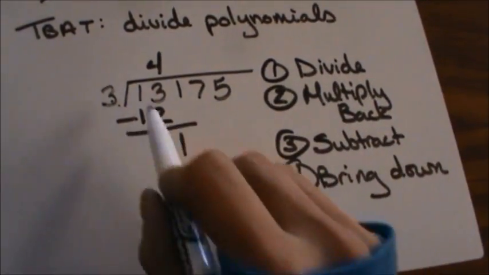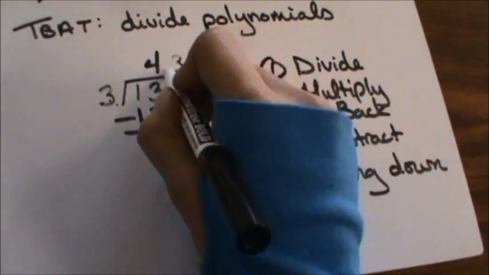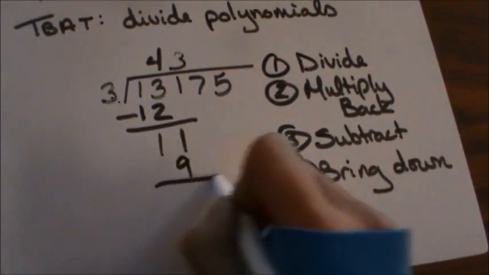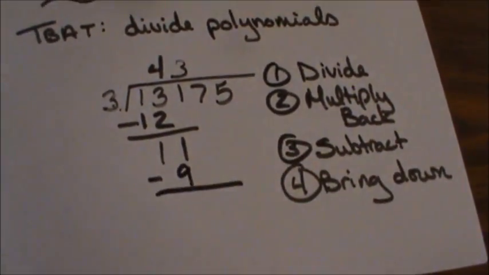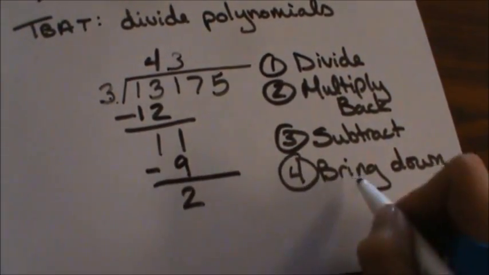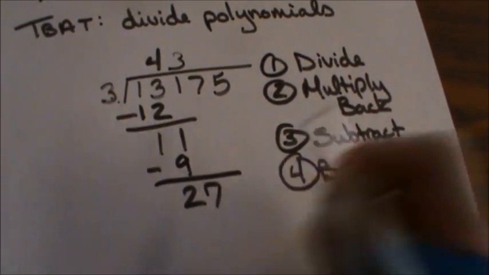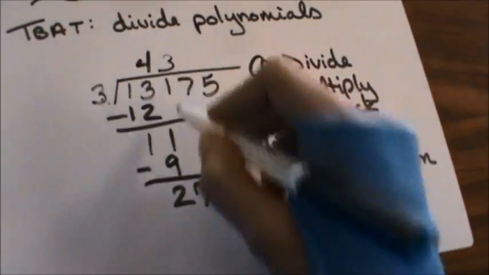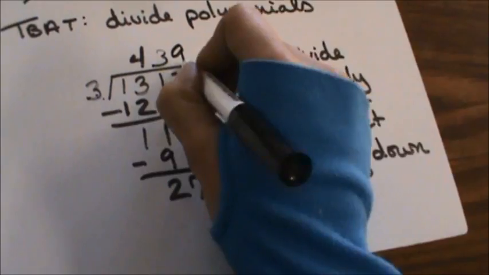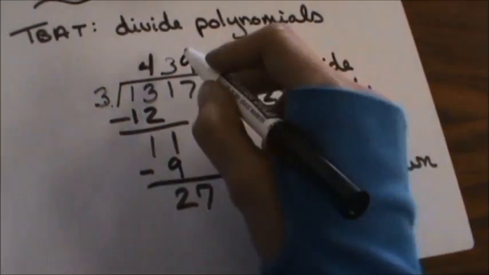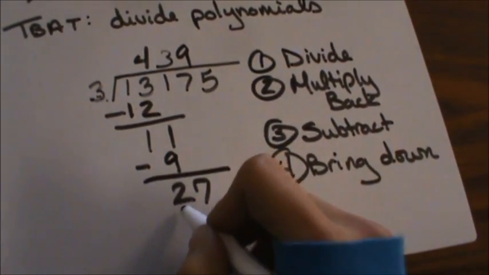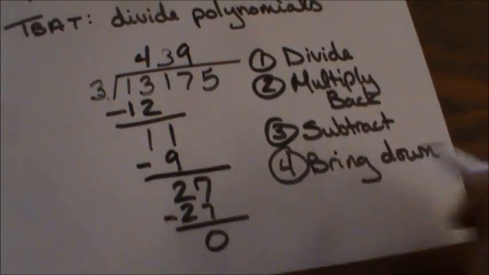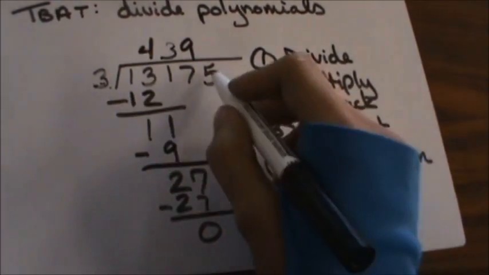I divide. 3 into 11 goes 3 times. Multiply back. 3 times 3 is 9. Subtract. And I get 2. Bring down the 7. Go through all the steps again. Divide. 3 into 27 goes nicely. 9 times. Multiply back. 3 times 9 is 27. Subtract. And I get 0. Bring down the 5.